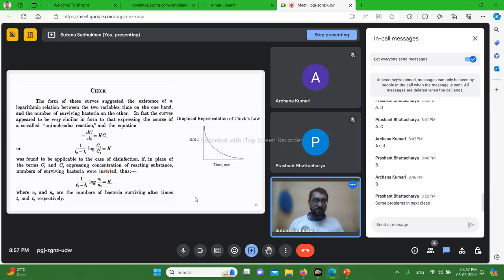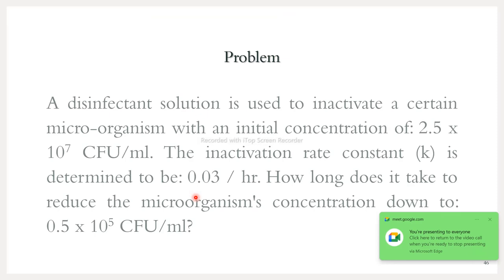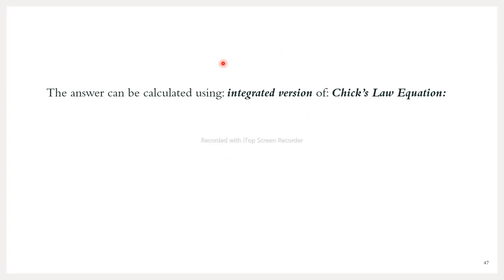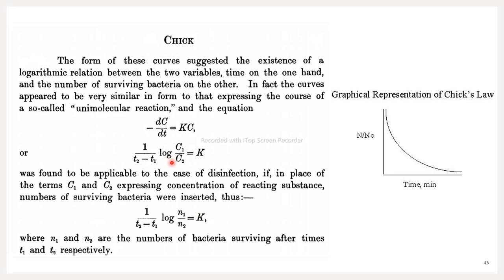It's a very easy problem, so now we will solve it. The answer can be calculated using the integrated version of Chick's law equation. So you are not using the differential dC by dt version, you are using the integrated version, which is N equals N0 into e to the power minus k t. Simple. Why is e coming? Because it is log base e, as I told earlier.